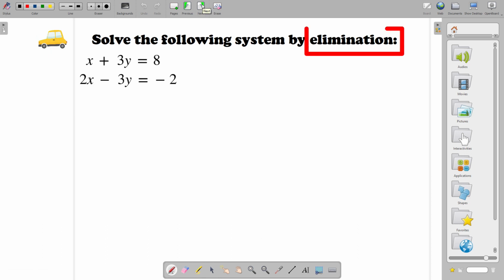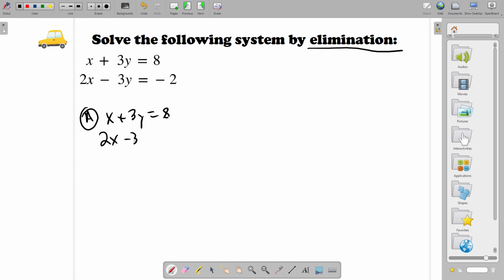All right, this time we're being told to solve by elimination. In elimination, you want terms to add out. And I can see right away that I have a positive 3y and a negative 3y. Those are going to add out if I add the two equations together. So I'm going to take x plus 3y equals 8. And I'm going to take 2x minus 3y equals negative 2. And I'm going to add these two equations together.